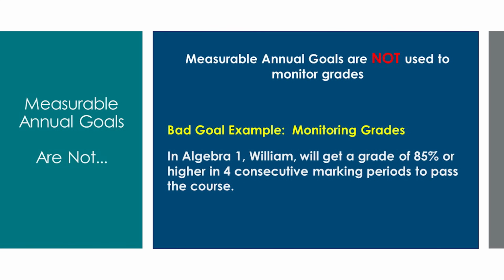Measurable annual goals are not used for monitoring course grades. Take a look at the example goal provided. In Algebra 1, William will get a grade of 85% or higher in 4 consecutive marking periods to pass the course. Remember, measurable annual goals are put in place to help build a student's unique deficits, which means the sole purpose of the measurable annual goal is to help the student improve upon these areas of need. Monitoring grades is not helping a student build a particular set of skills, such as reading or math, which confirms that this example is not considered a good measurable annual goal.